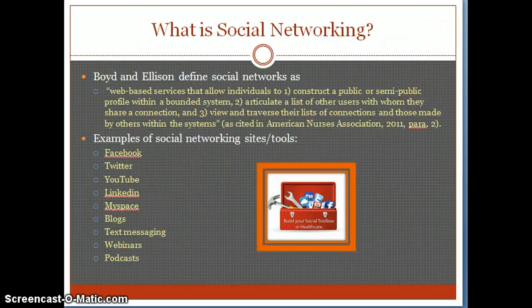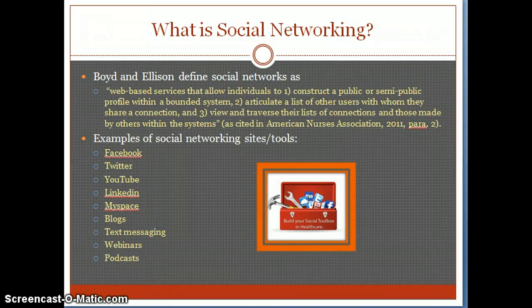What is social networking? Boyd and Ellison define social networks as web-based services that allow individuals to construct a public or semi-public profile within the bounded system, or articulate a list of other users with whom they share a connection, and view and traverse their list of connections and those made by others within their system.